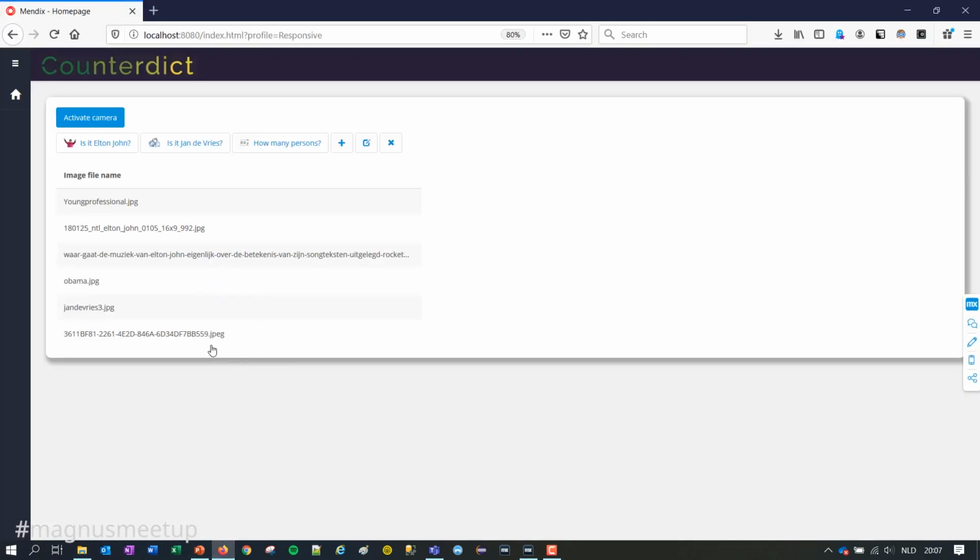So this is Counterdict, which is basically our neural network application. And we have 3 functions today that we're going to see. The first one is to recognize whether Elton John is among us. The other one is to detect Jan de Vries, who might be here. And how many persons are in this location at the moment.